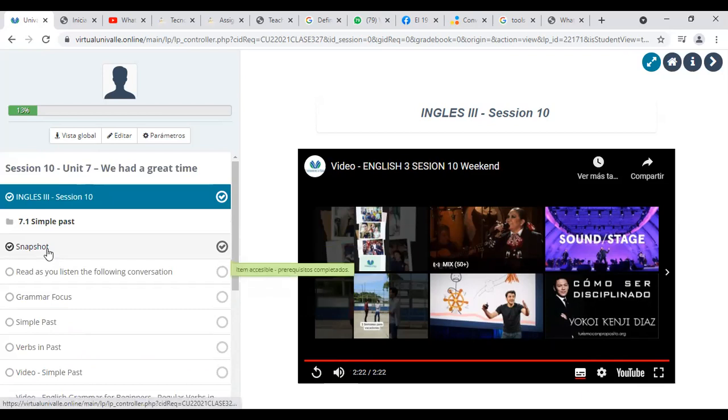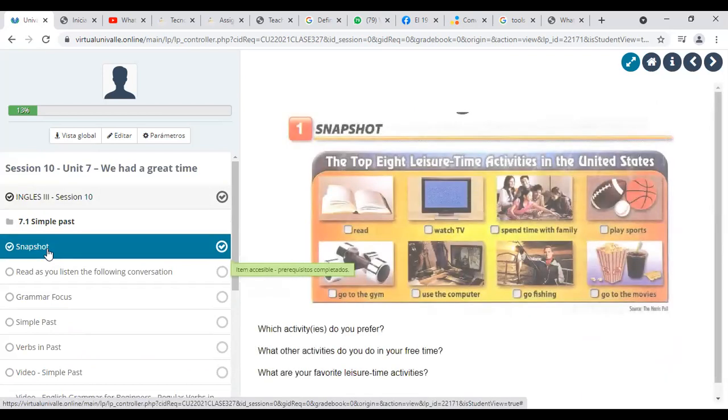So in here, we have a quick snapshot. The top 8 leisure time activities in the United States. Number one, most of the American people used to read. And you know, reading is an important activity because it enhances the vocabulary in someone. I mean, the more you read, the better you improve. It means that once you are very familiar with reading, you will have a different and varied vocabulary when you are writing.